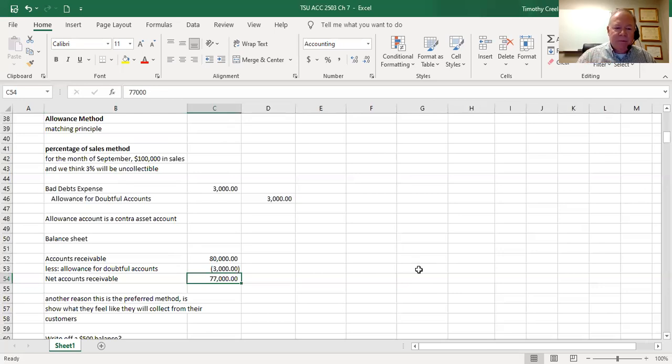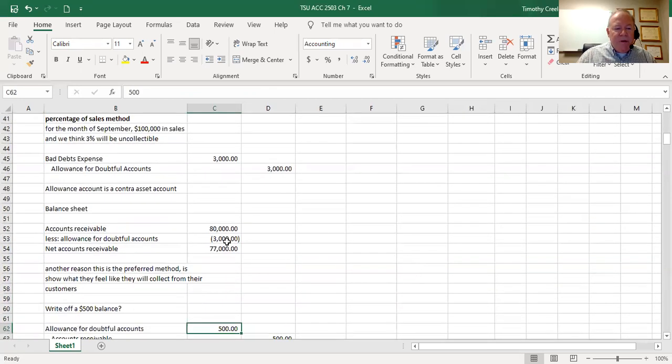Now, another reason that this is the preferred method, just like what I was saying, is that it reflects what the companies feel like they will receive from their customers or collect from their customers. Now, if you're using the allowance method, percentage of sales is probably the easiest of the methods. There's two other ones that we're going to talk about next.